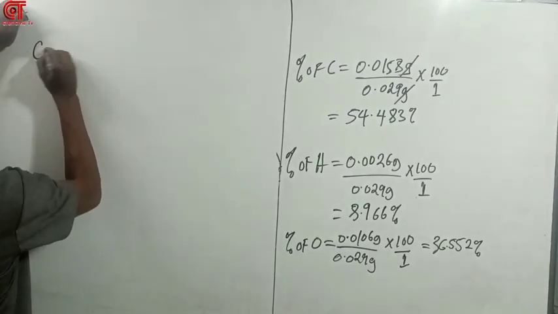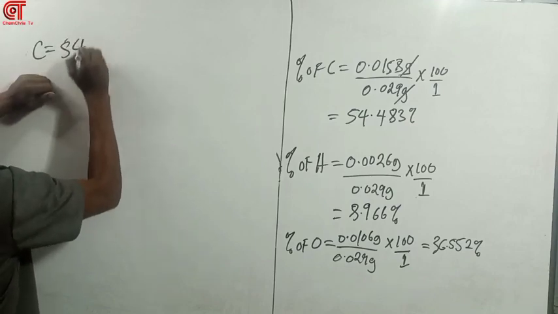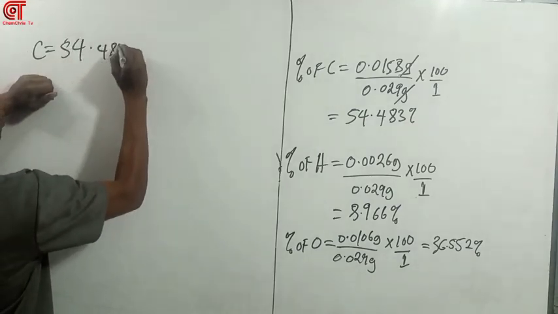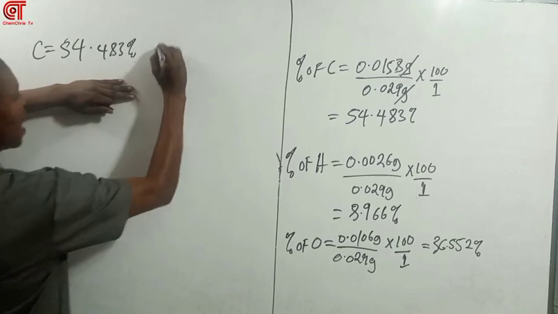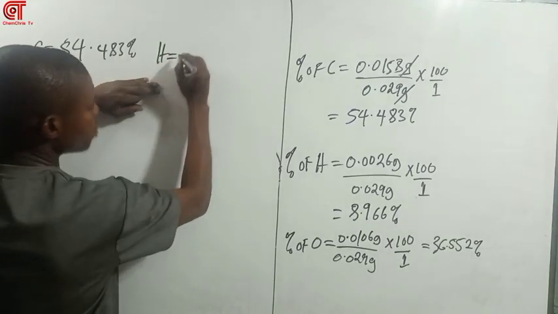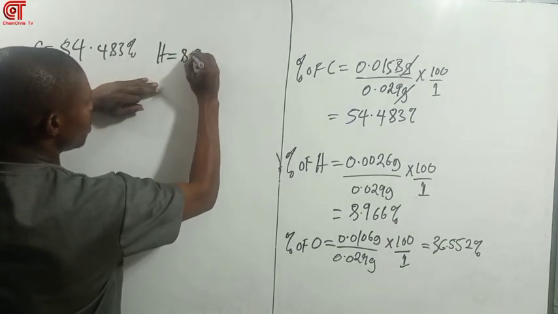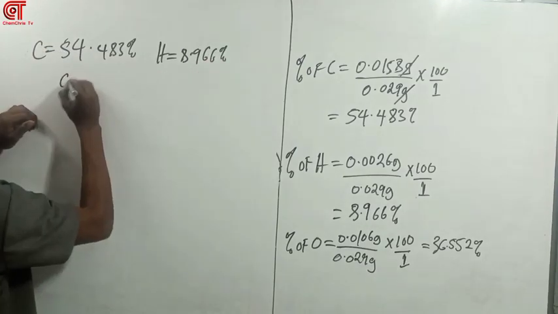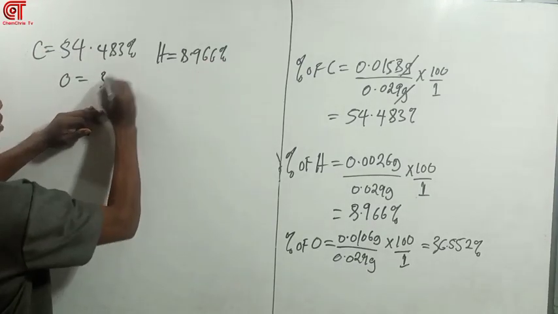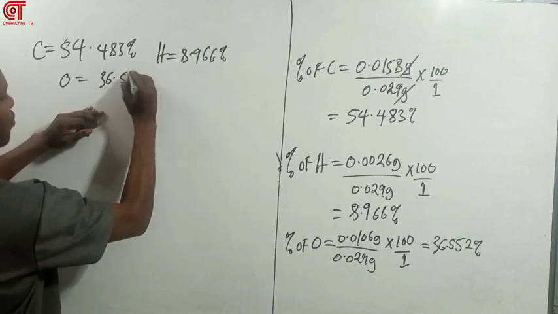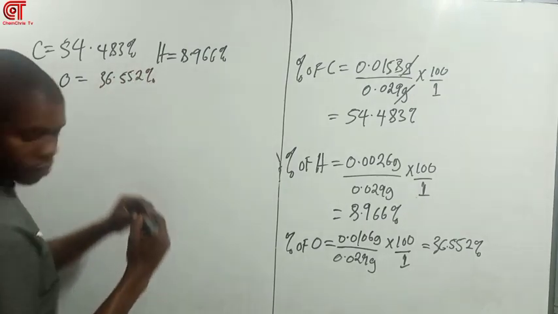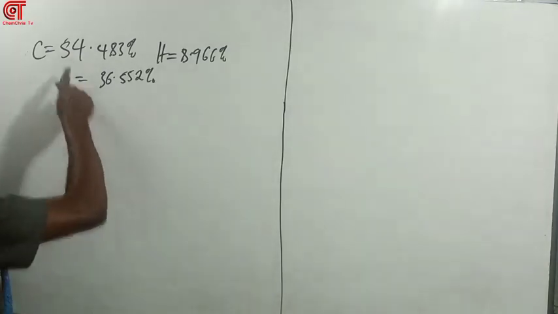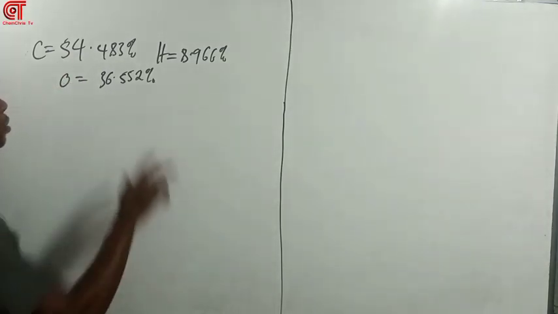So carbon is equal to 54.483%. Hydrogen is equal to 8.966%. Then oxygen is 36.552%. Okay, the first thing to do is to calculate the mole of each of the elements.